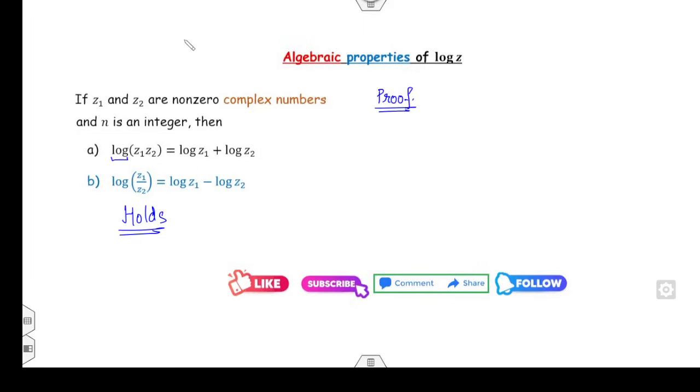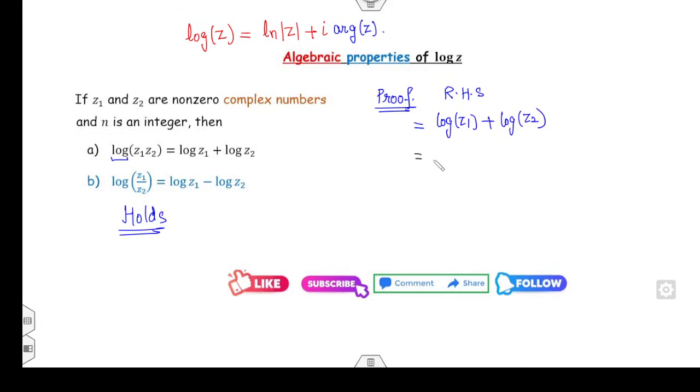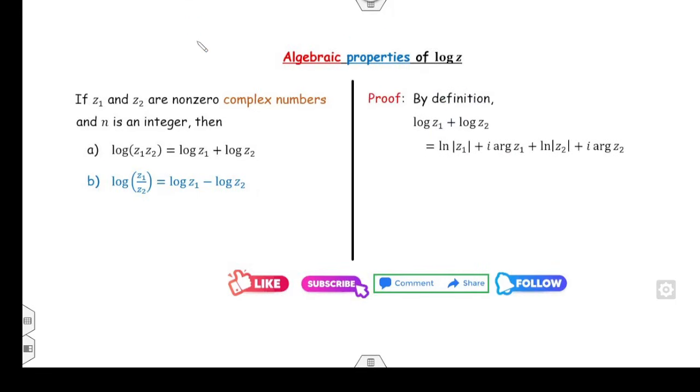I can use the definition of log of z. What was the definition of log z? It is ln of modulus of z plus iota times the argument of z, because it is the standard logarithmic function. So I can start from the right hand side. The right hand side is log of z1 plus log of z2. If I substitute the value of log of z1, it is ln of modulus of z1 plus iota times argument of z1, plus I can apply the definition of log of z2 again: ln of mod of z2 plus iota times argument of z2.